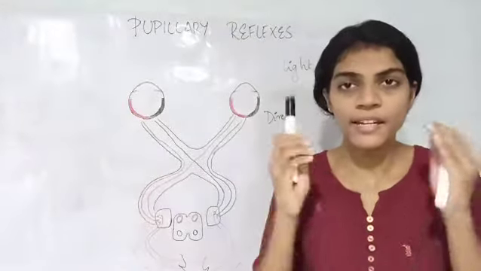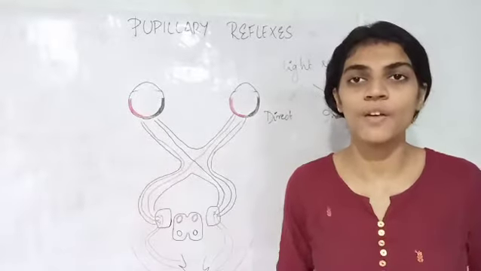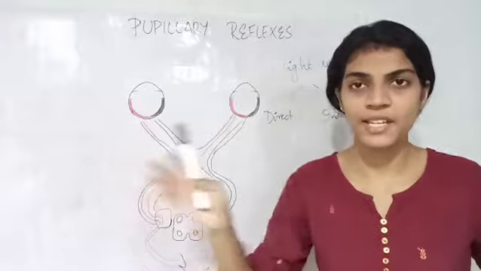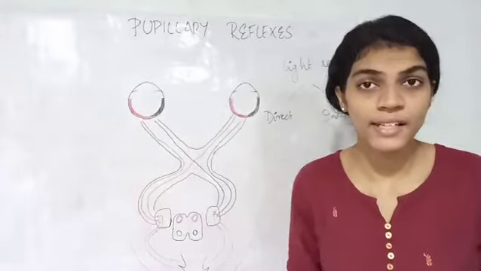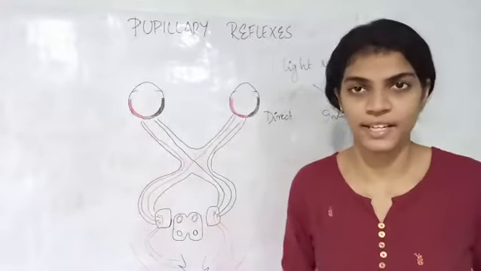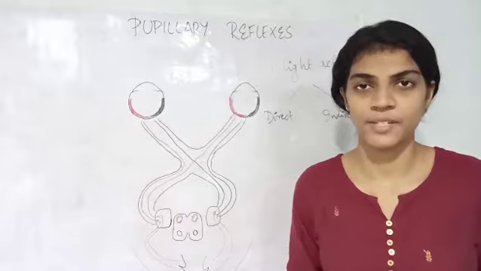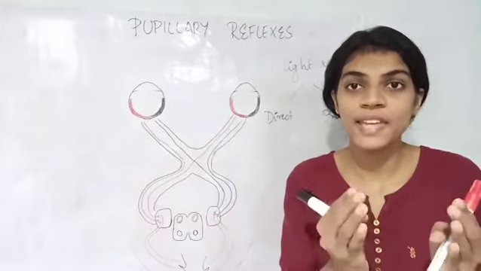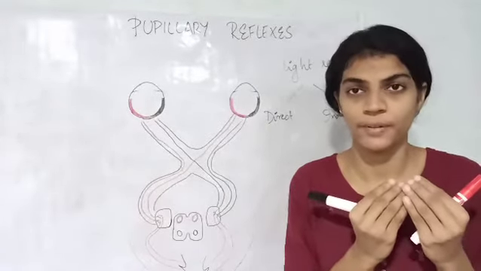Light reflex is simply the constriction of the pupil in response to light. It is of two types: direct light reflex and indirect light reflex. We'll see what is direct light reflex: the constriction of the pupil of the same eye to which the light is directed.